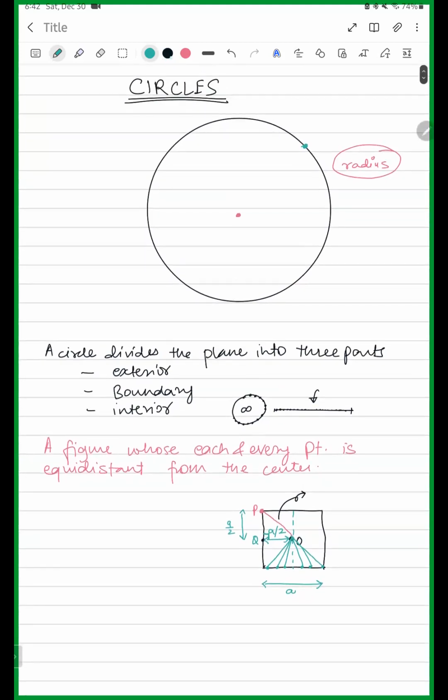Okay, so what did we learn from this? This point, the center, is that point which is equidistant from every other point. Okay, this distance is called the radius, and the radius is going to be the same no matter which point you choose on the circle. So the radius is going to be the same. Okay, if this is P, OP is equal to OQ, that's the radius.